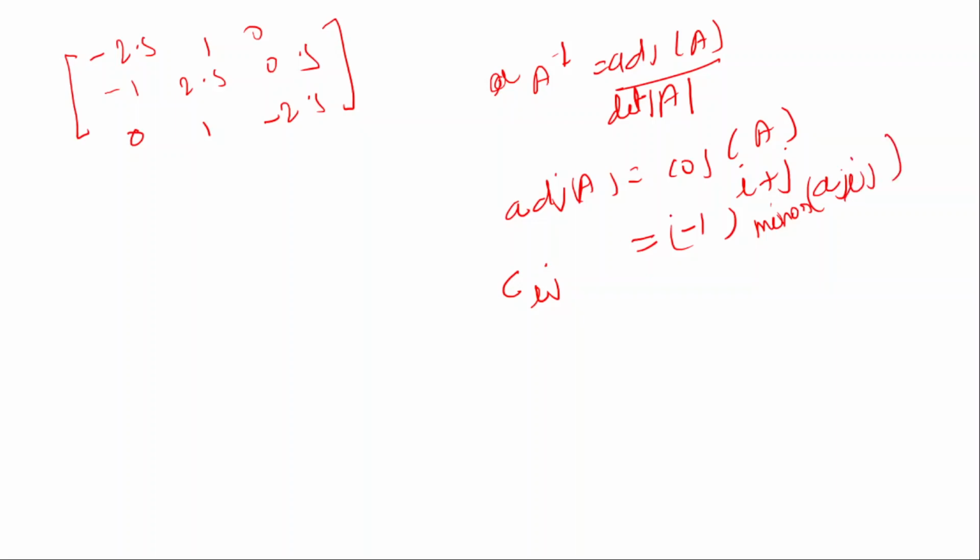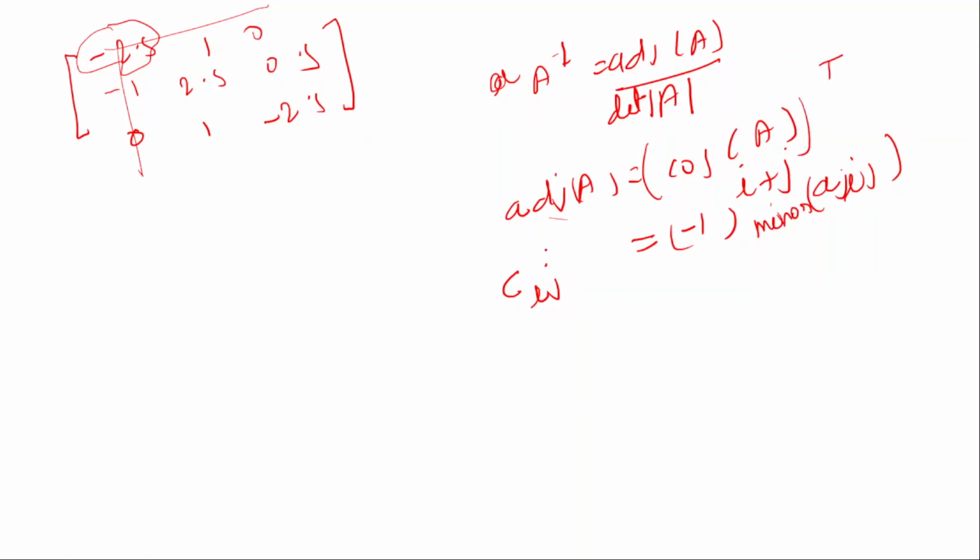So what is the minor? Suppose we want to find the minor of this matrix, so we remove this element, and the determinant of the remaining matrix is our minor. And then we need to take the transpose of this matrix.